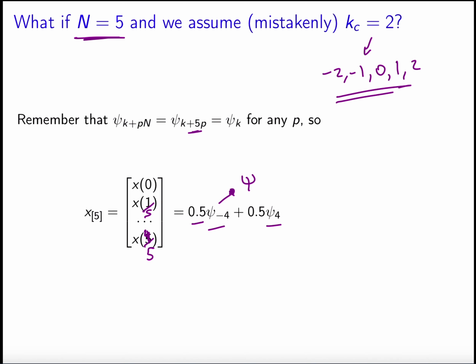Those are the frequencies that we're expecting because we're misinformed. Does any of these frequencies map to psi of -4 if we realize that these guys are periodic with period 5? Think about it for a moment. The answer is yes. This is just equal to psi of 1. And this guy is just equal to psi of -1, which are within the frequencies that we expect.